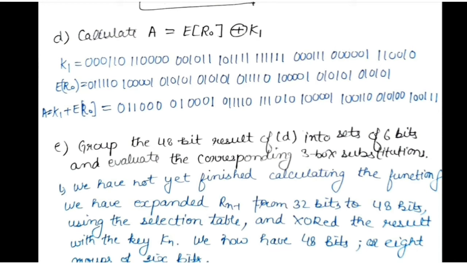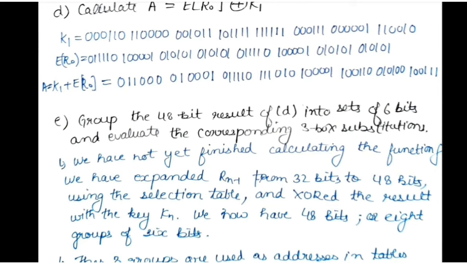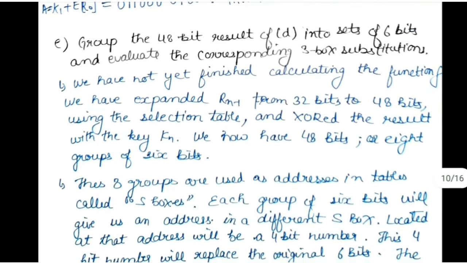Now the next question is to group the 48-bit result of A into sets of 6 bits and evaluate the corresponding S-box substitution. So we have not yet finished calculating function F. We have expanded R(n minus 1) from 32 bits to 48 bits using the selection table and XORed the result with key Kn. We now have 48 bits, or 8 groups of 6 bits. Each group is denoted using B, that is B1 to B8, and the whole group will be called S. So we will use these blocks to calculate the values of the S-boxes.